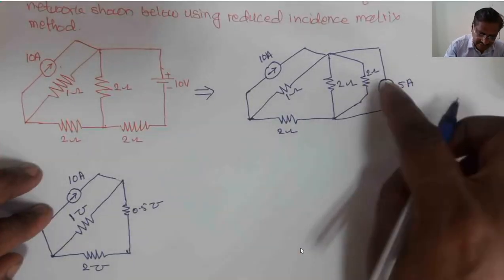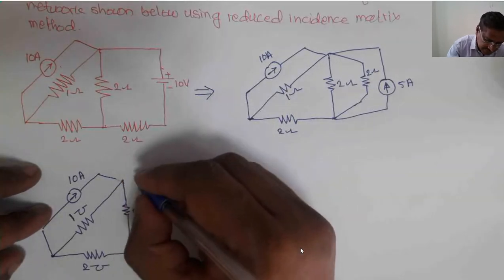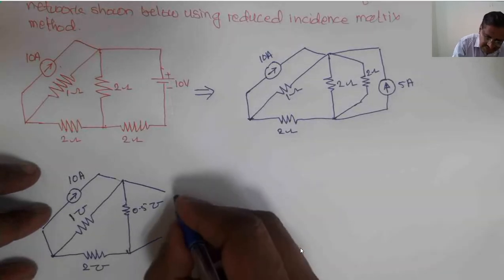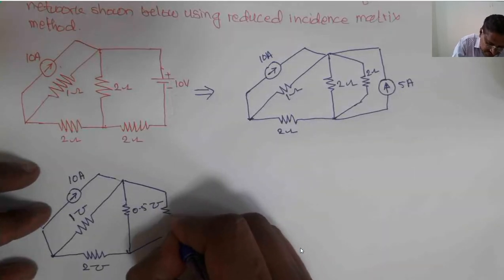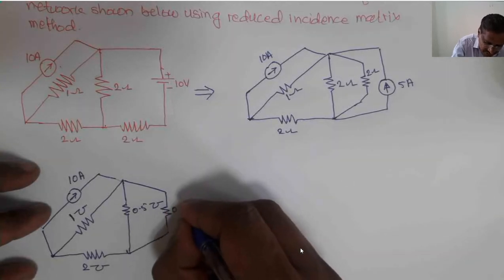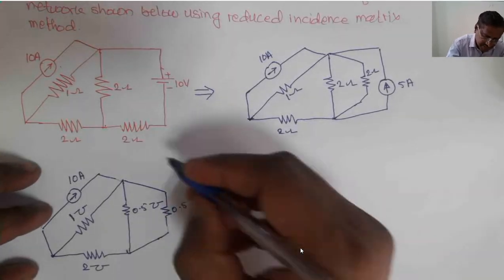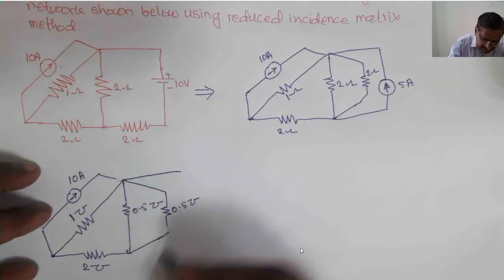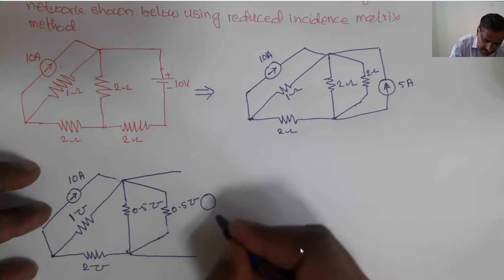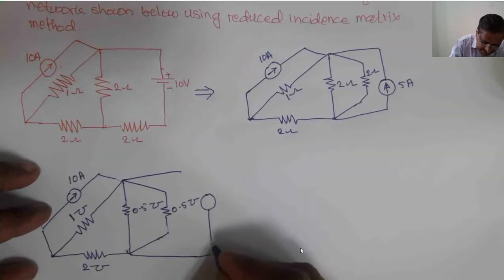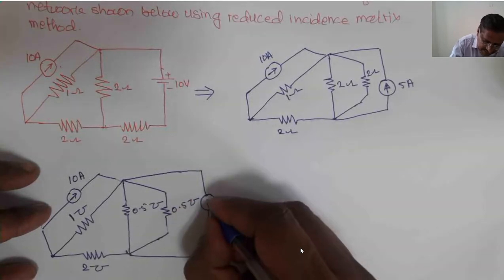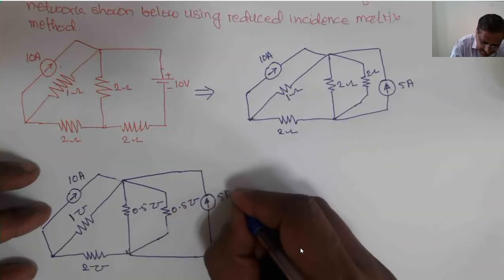At the same time, I will draw the remaining part of the figure as it is. In this case, this is the impedance of 2 ohm. That impedance will be converted into the admittance, which is 0.5 mho. At the same time, here is the current source, which is of the same magnitude. I am just redrawing the same thing. Now this is the current source of 5 amperes.